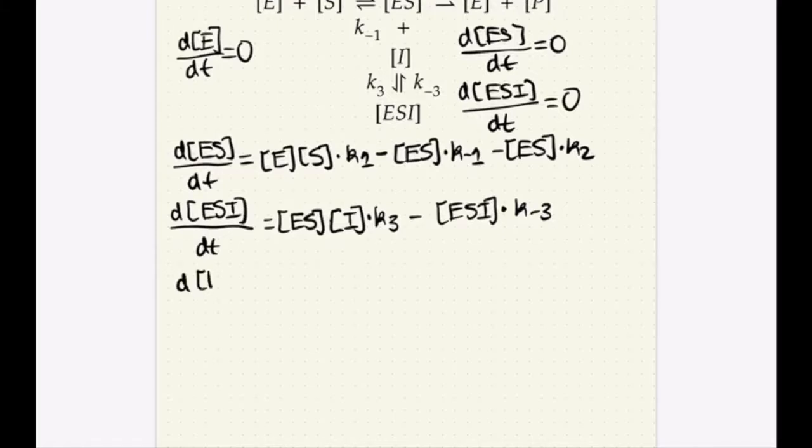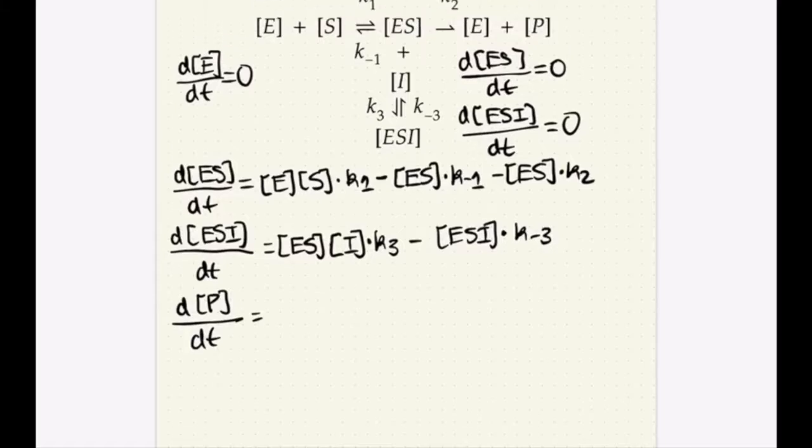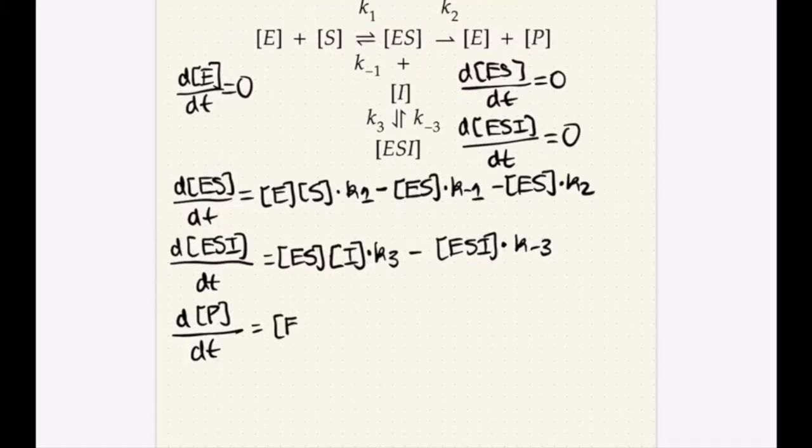Finally, we're going to be deriving the product concentration change over time, which is going to be only the rate of association, which is the enzyme-substrate complex concentration times the K2 rate parameter.